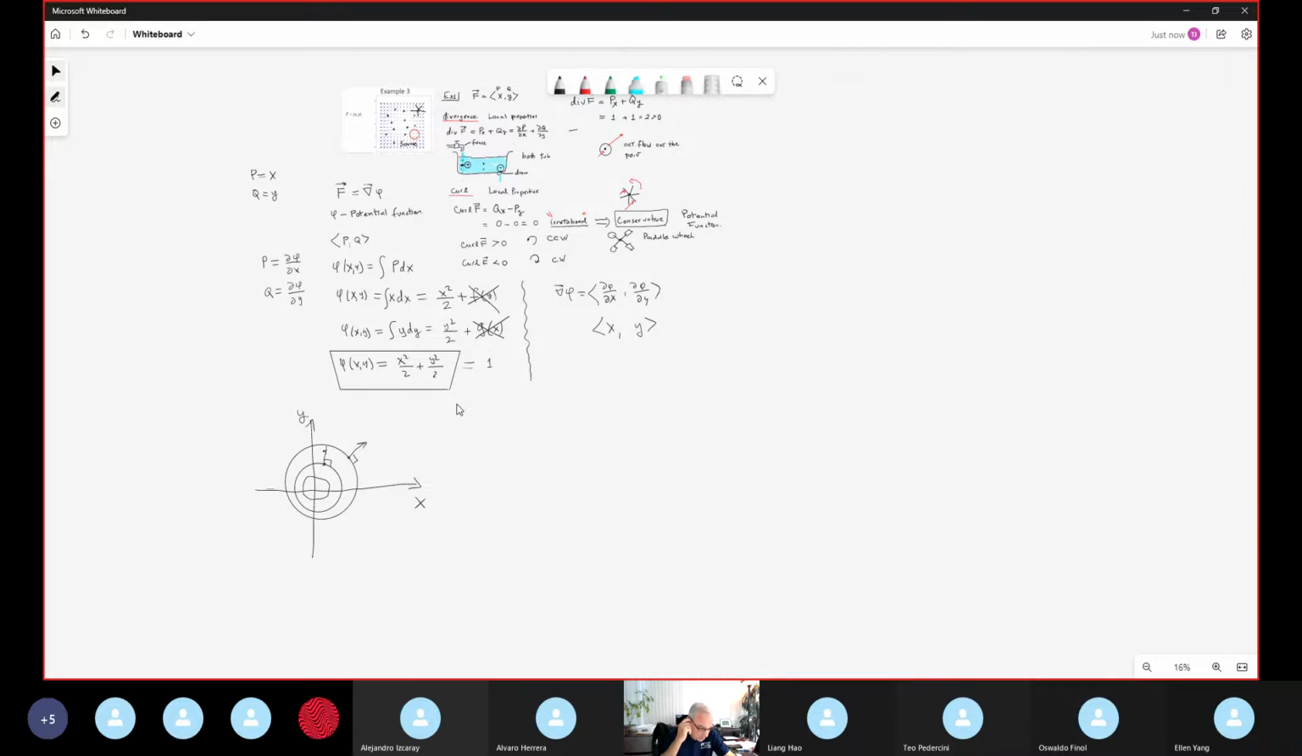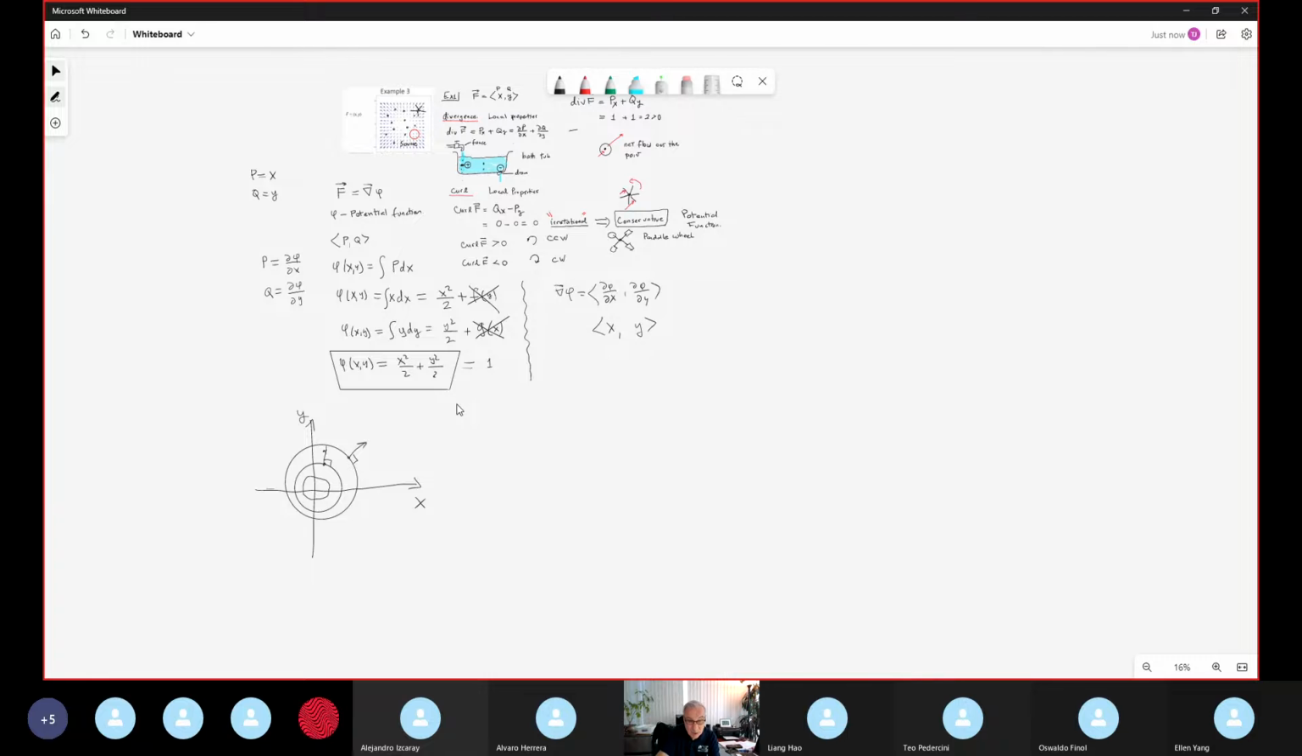And the curl gives me the information about the rotation. So suppose now that we have a hurricane, and the hurricane vector field, you see that it rotates. So, when you compute the curl, it gives me positive or negative, depending on the direction of the rotation.